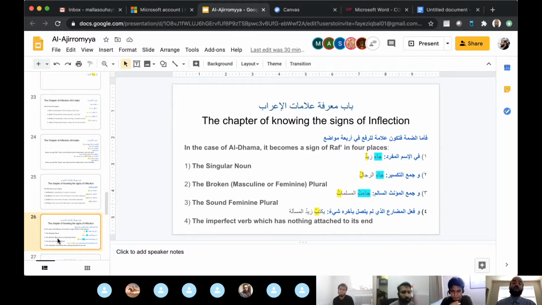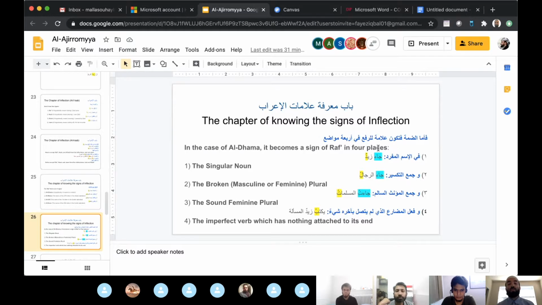So how do you know when a word has the inflection of rafa? What is the sign that indicates a word has the inflection of nasab? What is the sign that indicates a word has the inflection of khafd? What is the sign that indicates that a word has the inflection of jazm? So now we will study these signs that tell us when a word is marfu or has the inflection of rafa, nasab, khafd, and jazm. So the author rahimahullah starts, it says, فأما الضمة فتكون علامة الرفع في أربعة مواضع.